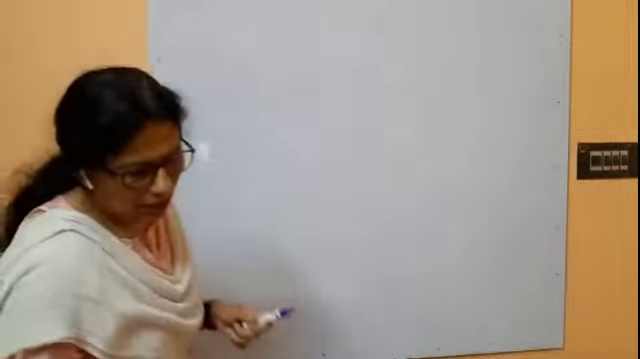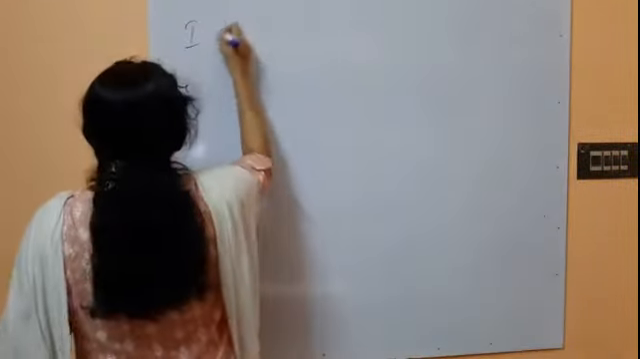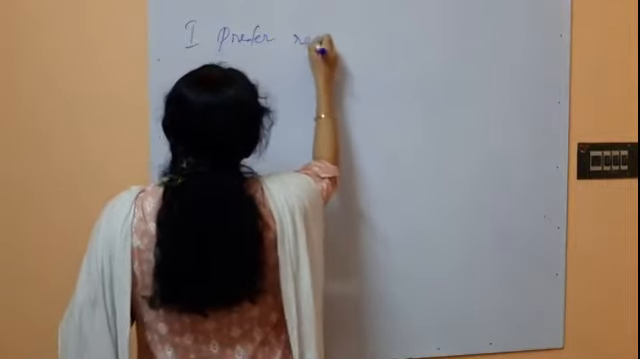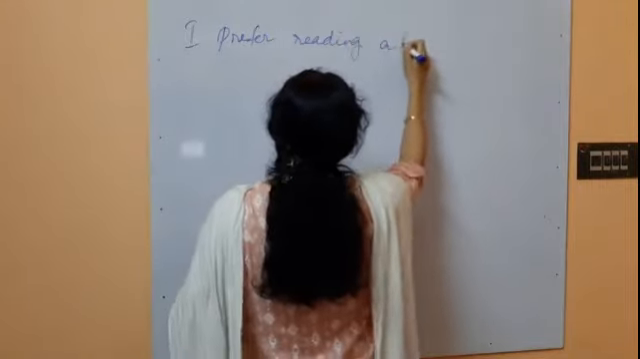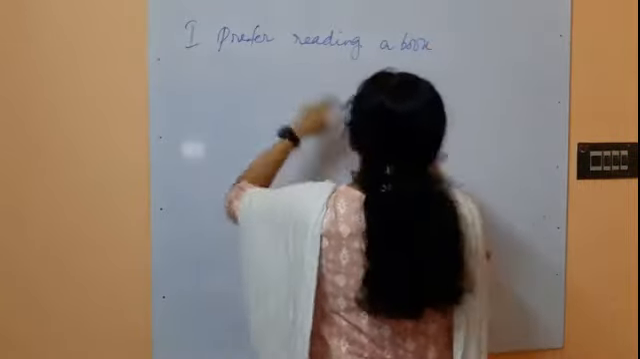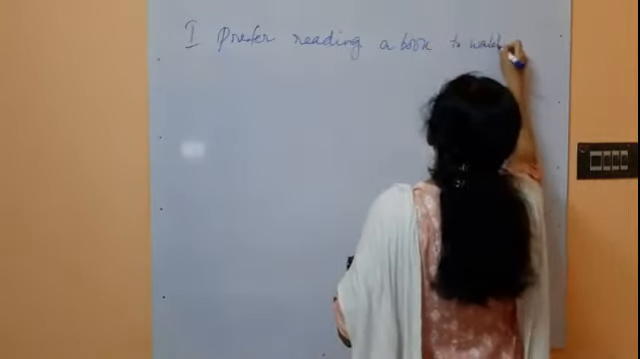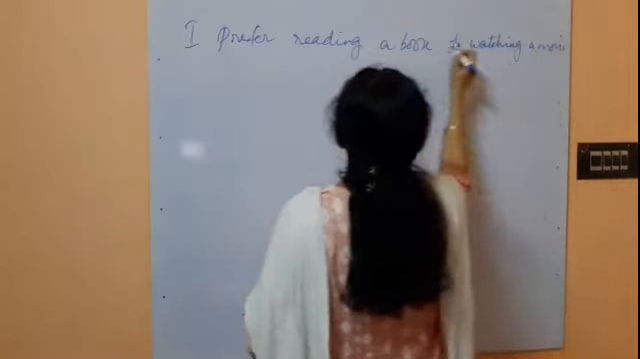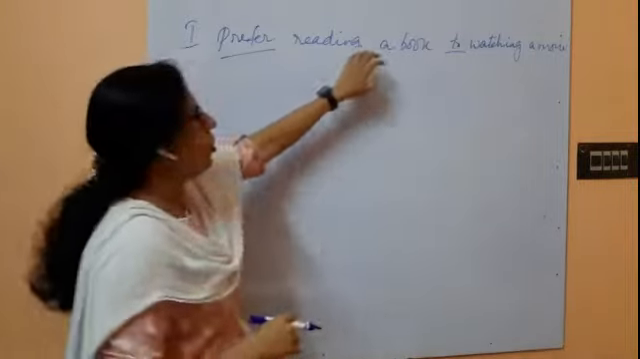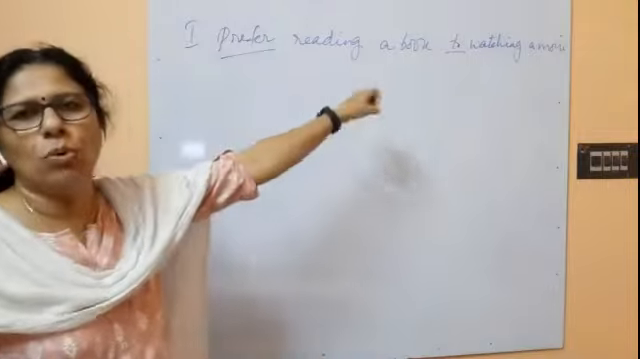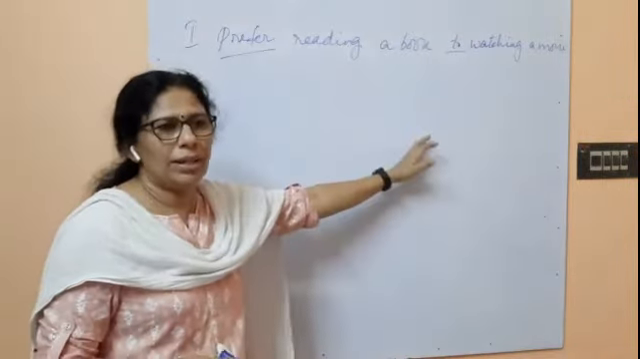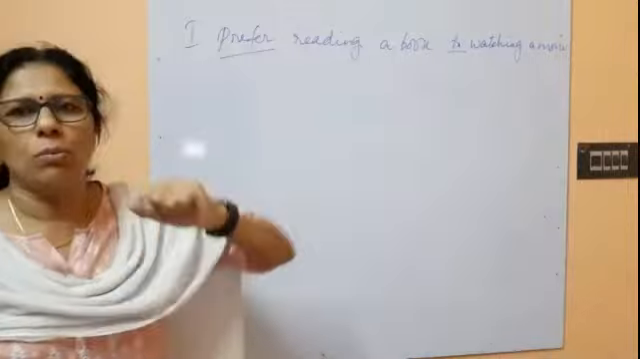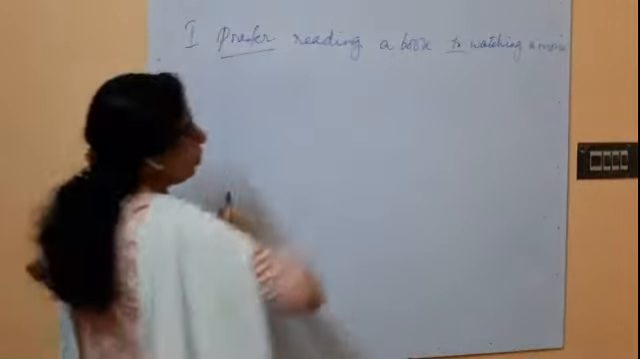Understood? Okay, so: I prefer reading a book to watching a movie. Your preference should come first. I prefer reading a book to watching a movie. So, prefer to. I prefer coffee to tea. That means you like coffee more than tea. When I compare coffee and tea, I like coffee the most. So, I prefer reading a book to watching a movie.